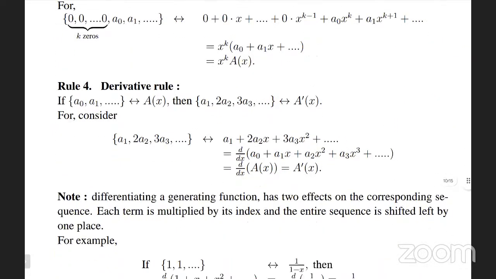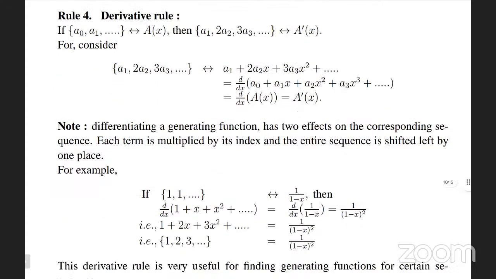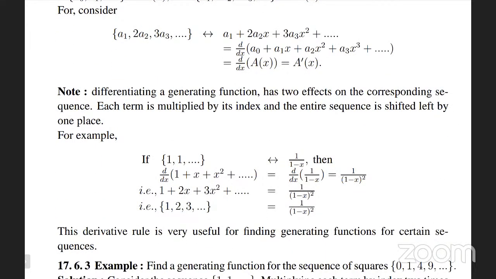Next, derivative rule. It will come to d by dx of the term, the next term will happen. So d by dx of a of x equals a dash of x. Derivation of the functions: d by dx of 1 by 1 minus x equals minus 1 by 1 minus x whole square. Similarly, 1, 2, 3, and so on will be there. Then I can write 1 by 1 minus x whole square is the function after the derivation. We can get useful results for finding generating functions and sequences.